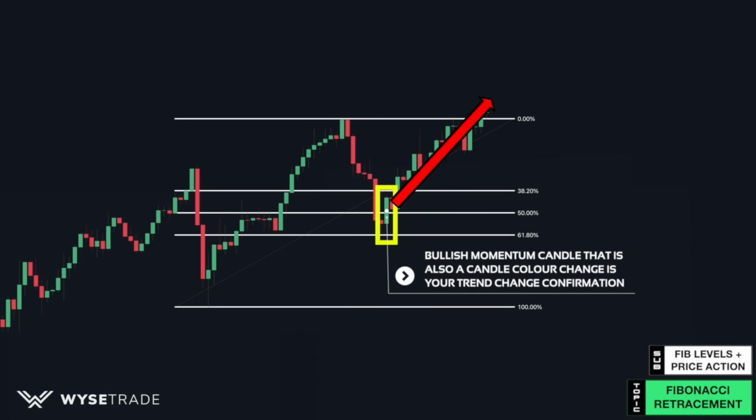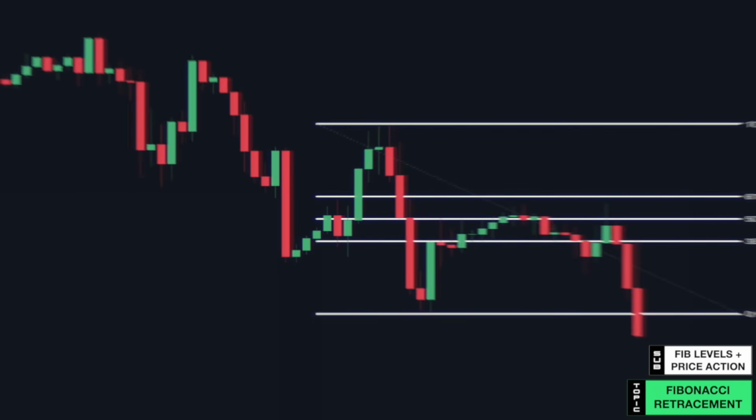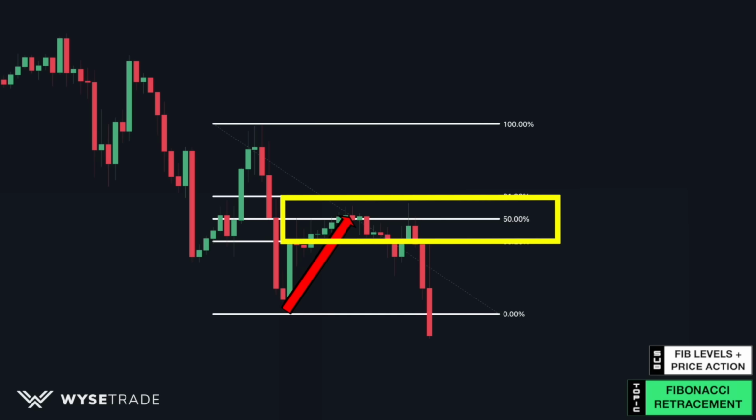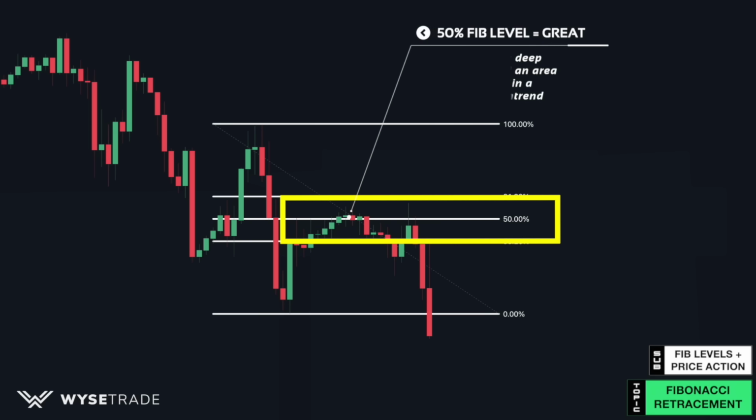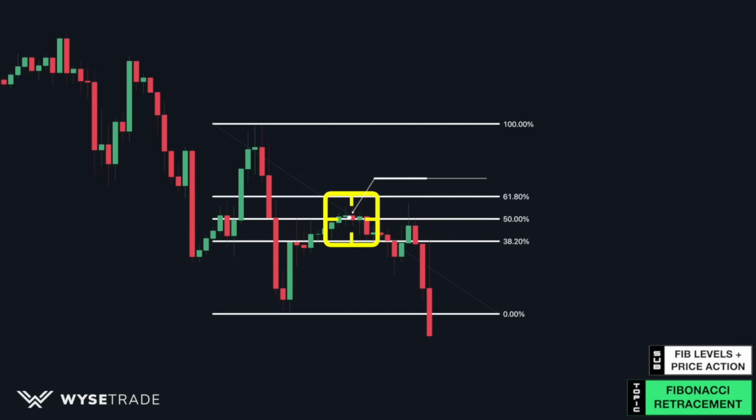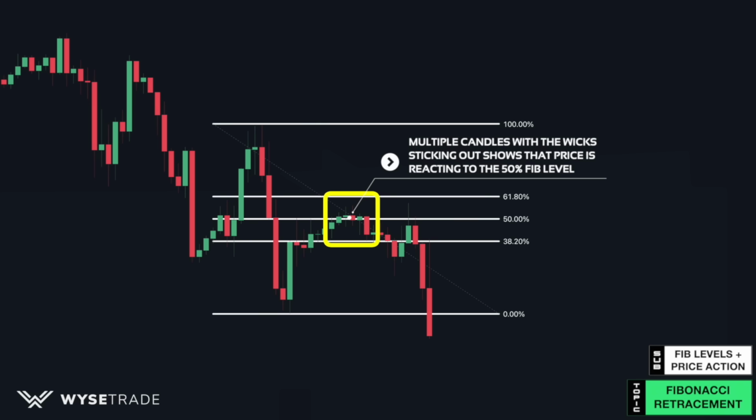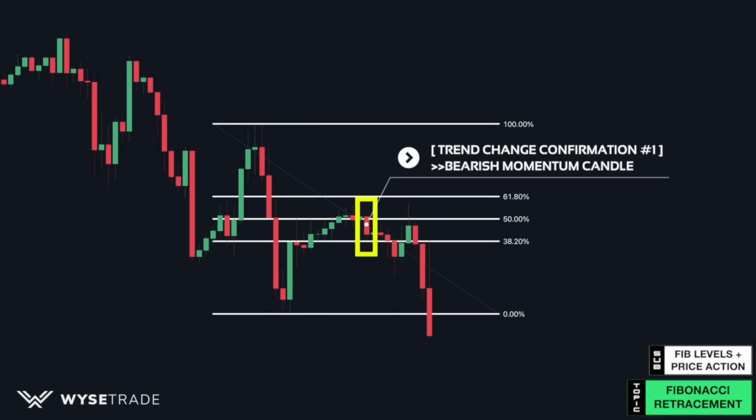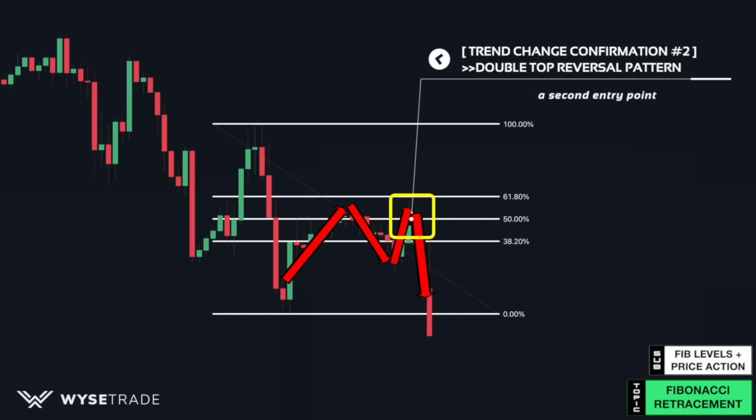Now, in the opposite direction, you have a downtrend through the lower highs and lower lows. Price pulls back to the 50% Fibonacci area, which represents a deep pullback and an area of value within a moving downtrend. You had multiple candles with the wicks sticking out that formed right at the fib level, showing that price is indeed reacting to the fib level. You then wait for a trend change confirmation before taking short trades, which you had through either the bearish momentum candle or after the double top pattern formed.